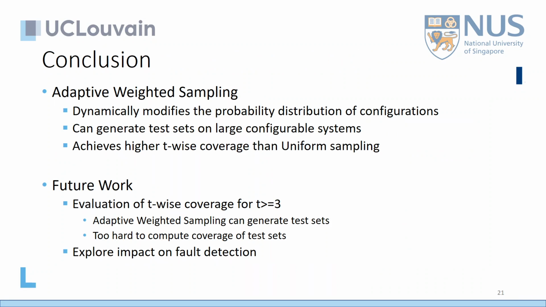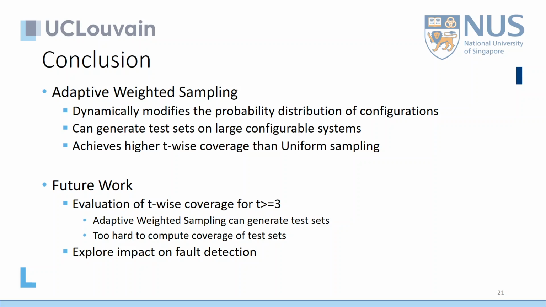To summarize, we proposed a novel approach which we call adaptive weighted sampling, where we dynamically modify the probabilities of configurations to be selected for the testing of configurable systems. We have implemented our system and show that it can generate test sets for large configurable systems, and on the benchmarks we show that it can achieve higher coverage than uniform sampling.